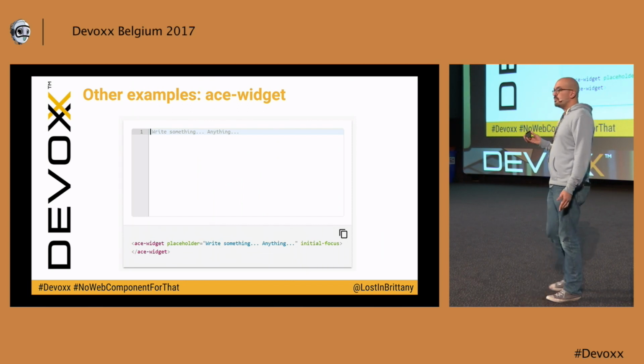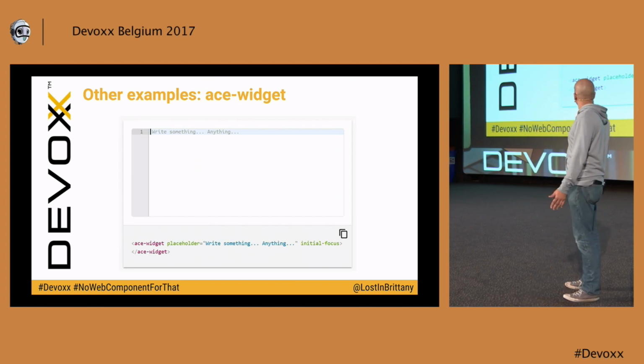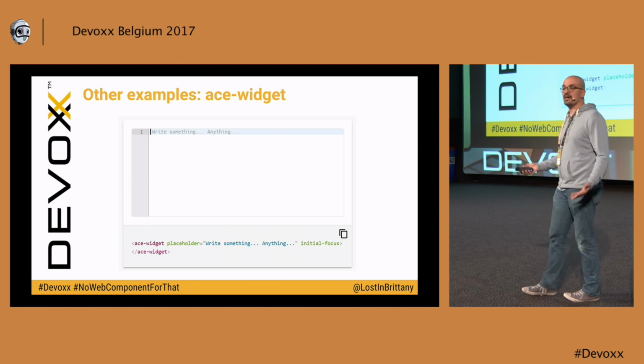There are some other examples, and always the same idea. You are going to wrap, in this case, ACE.js, a rich text editor, in a web component way with attributes and events.